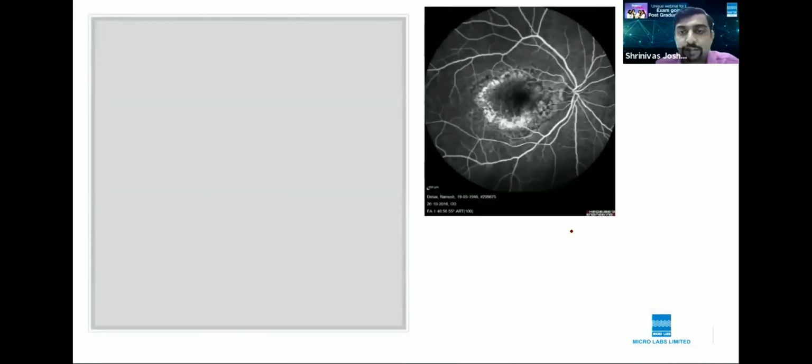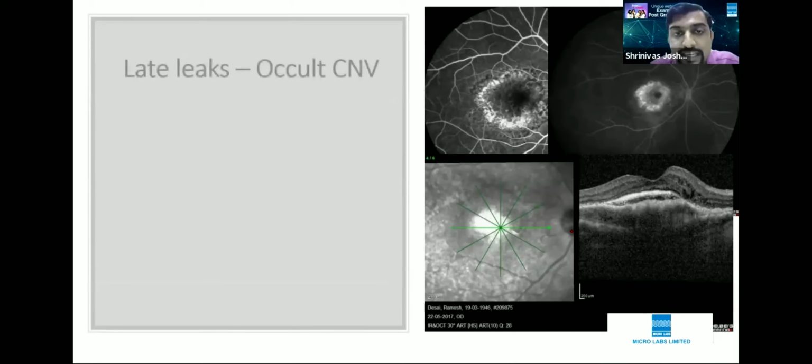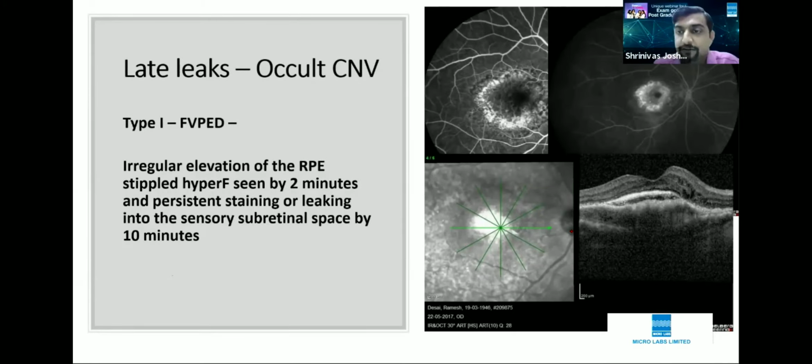So coming to the next, what is this? You can see there are two types of occult CNVM you must know. One is type 1, where I have also given you a clue of the OCT, where you can see there is a PED, but you can see it is not very clear.